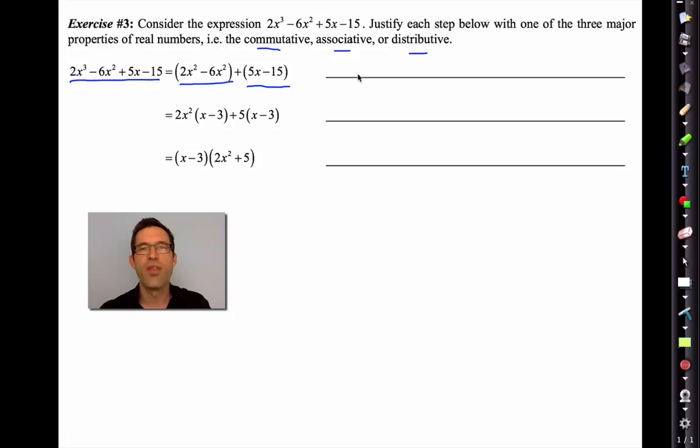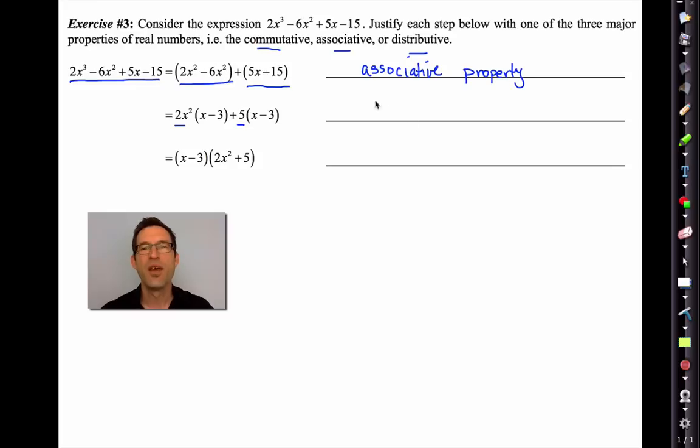All right, that is the associative property. So the associative property tells me that if I've got addition or subtraction, I can group it the way that I want. That's the way I look at the associative property. Now the next thing that happened was we took this binomial and we factored out 2x squared, and we took this binomial and we factored out 5. What allows us to do that?